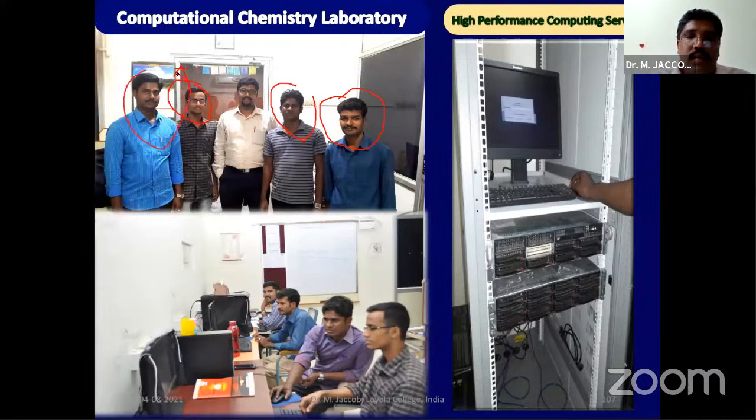This is Jagan. Okay, this is my server which I have installed in Loyola College. This is my lab, this is my workplace.